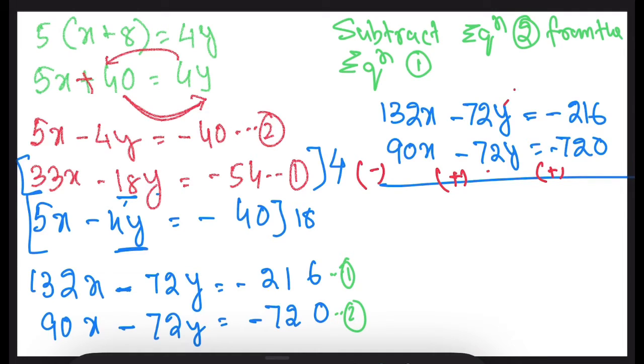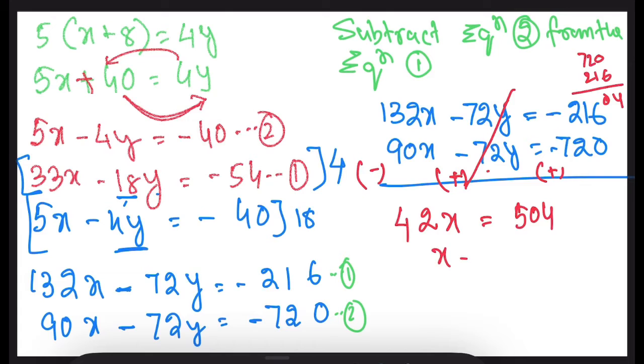Now 72y will get cancelled. Now 132 minus 90 is 42, so 42x equals 720 minus 216, which is 504. Now x equals 504 upon 42.